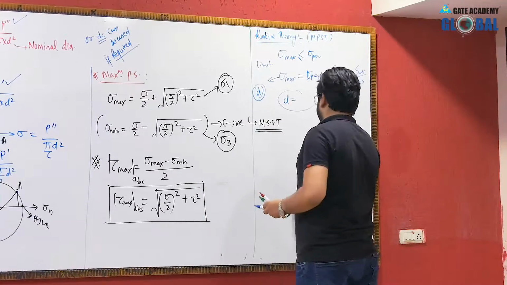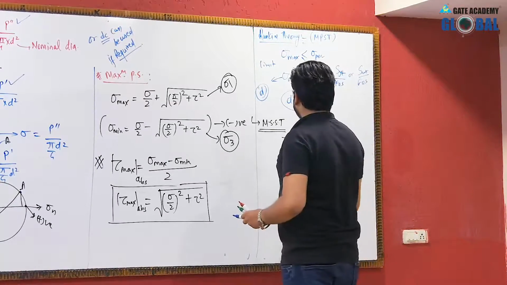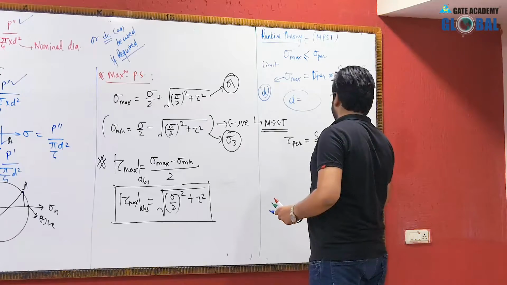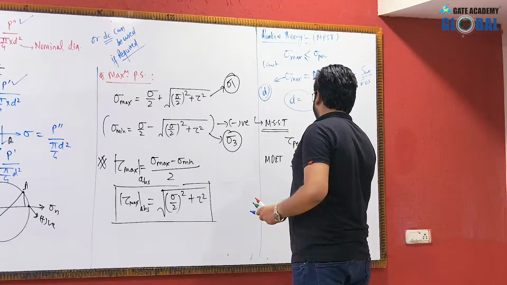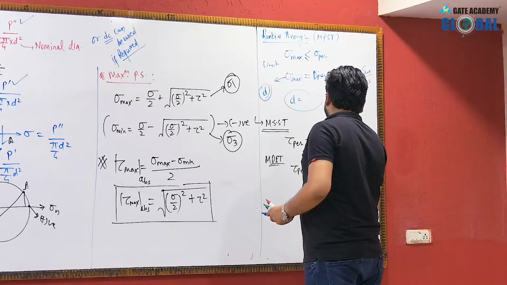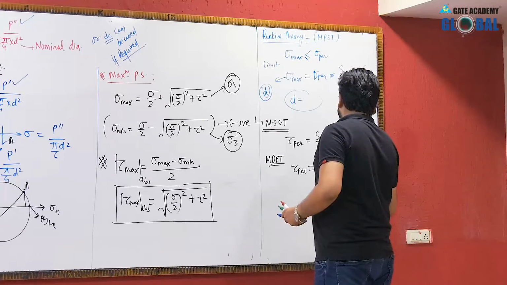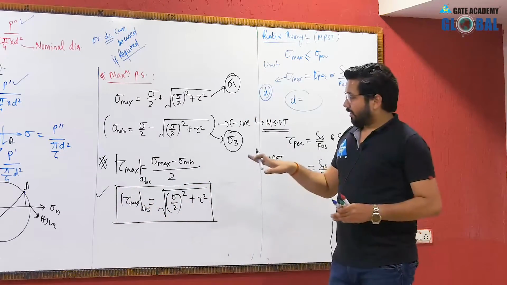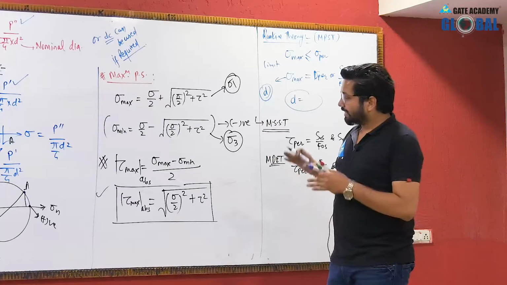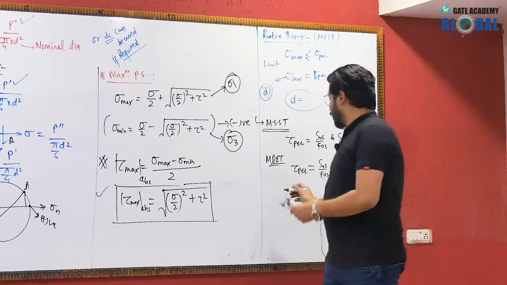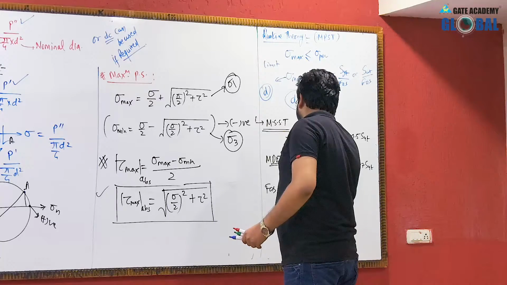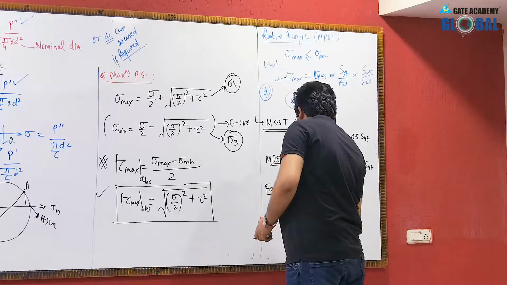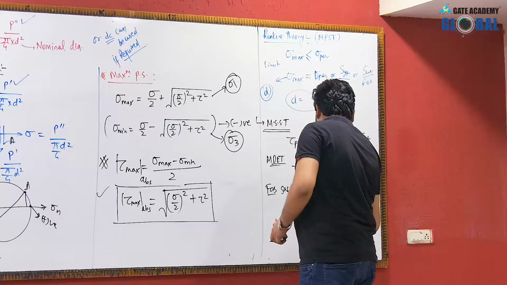If MSST is mentioned in the question, then tau permissible will be equal to SYS divided by factor of safety, and here SYS will be equal to 0.5 times SYT. And if MDET is mentioned in the question, then tau permissible will be equal to SYS divided by factor of safety, and SYS will be equal to 0.577 times SYT. This will be the relationship. Now for design for safety in shear, if you want to make a design which is safe in shear, the tau max absolute should be less than or equal to tau permissible.